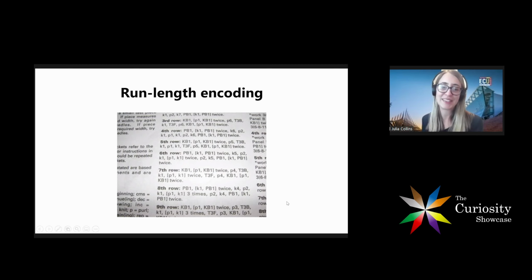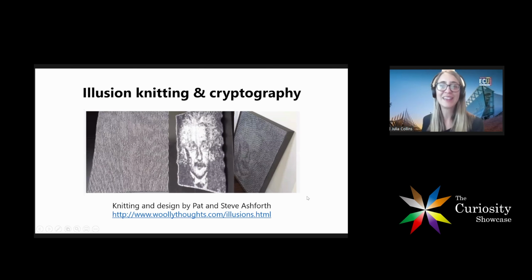This is one of my favorite examples of computer science knitting. It's the idea that we can do cryptography with knitting. There are many different ways of doing this. So this particular example here is called illusion knitting. I don't know if you'll see it, but I've got a piece here.